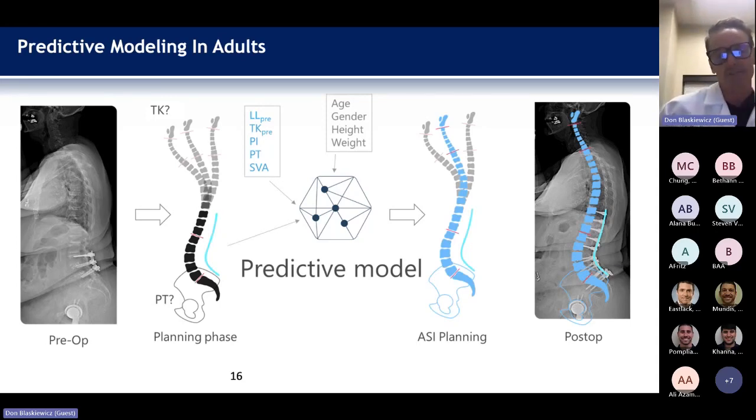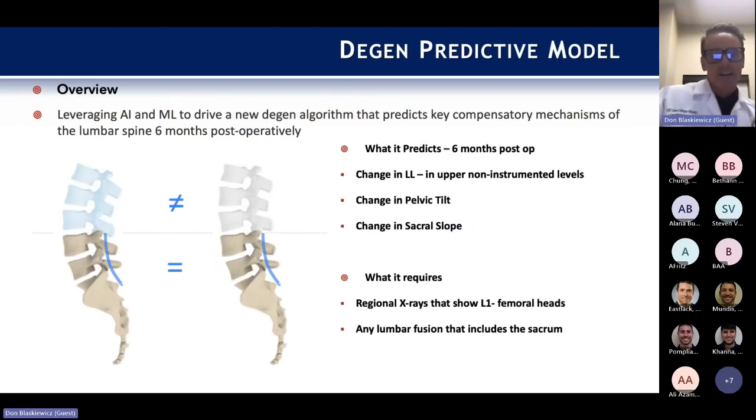A lot of parameters such as preoperative lumbar lordosis, thoracic kyphosis, pelvic incidence, pelvic tilt, SVA, age, gender, weight, height. And another thing that I incorporate into this is spinal flexibility. So looking at the thoracic spine with a CT, understanding the patient's ability to relax these segments or change their thoracic morphology after surgery is also important to put into this. And even in the degen model, leveraging AI and machine learning to drive a new degenerative algorithm that predicts key compensatory mechanisms of the lumbar spine 6 months postoperatively.